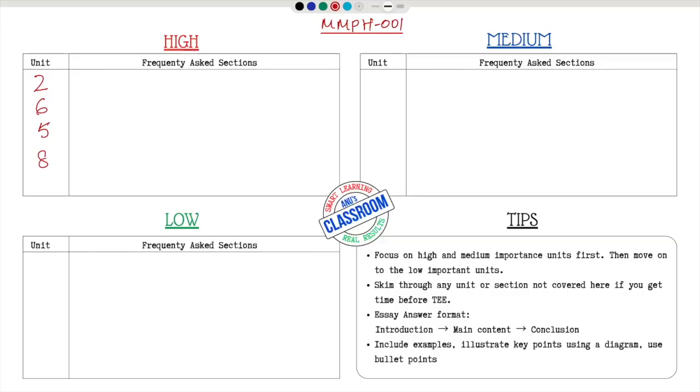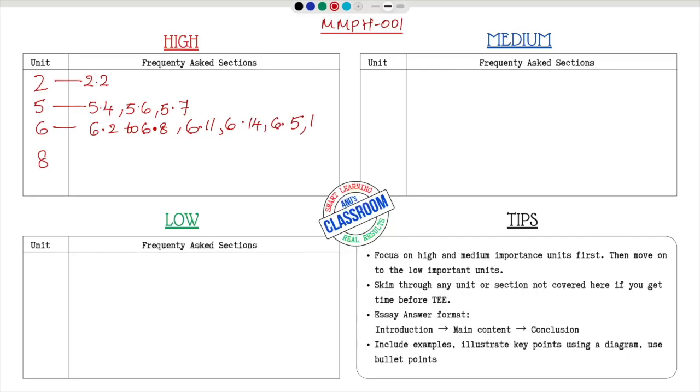In unit 2, theoretical frameworks from block number 1, at least focus on 2.2. From unit 5, factors affecting organizational structures, at least focus on 5.4, 5.6 and 5.7. From unit 6, topology of organizational design, most sections are important. So sections from 6.2 through 6.8, then 6.11, 6.14, 6.15, 6.16. All of these are important.